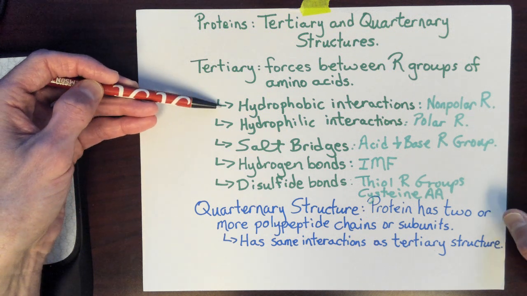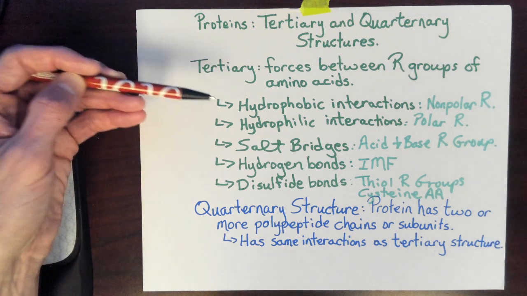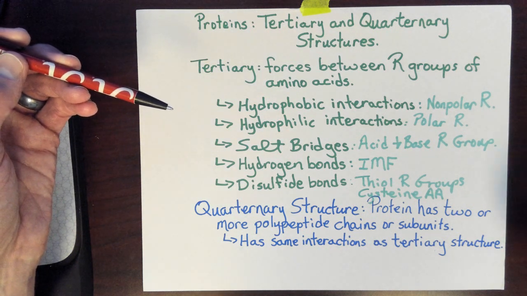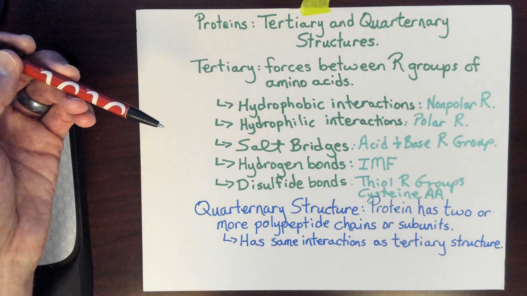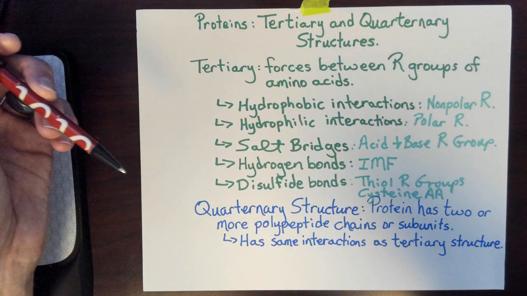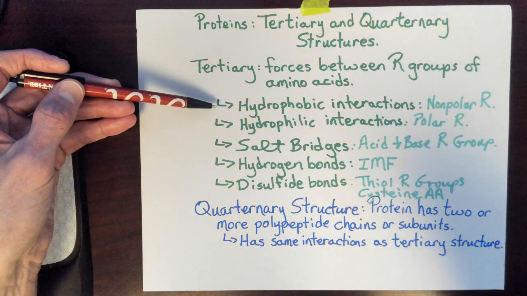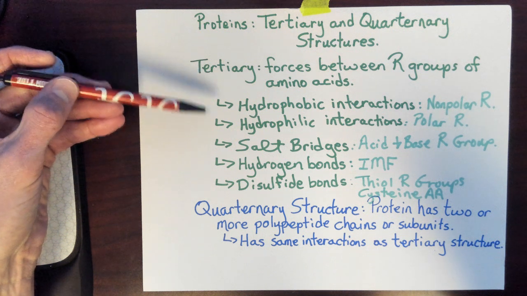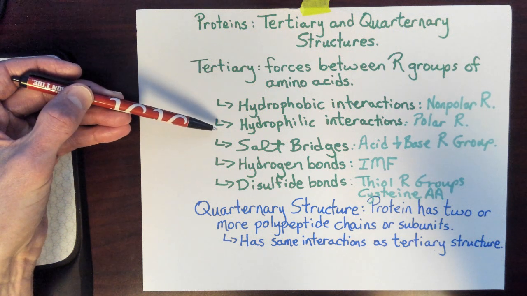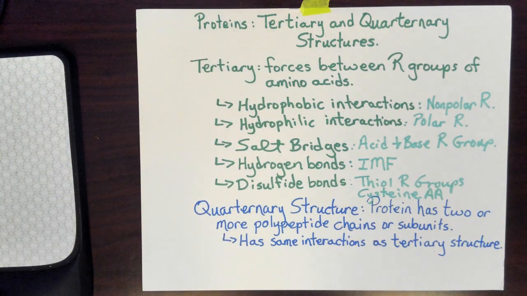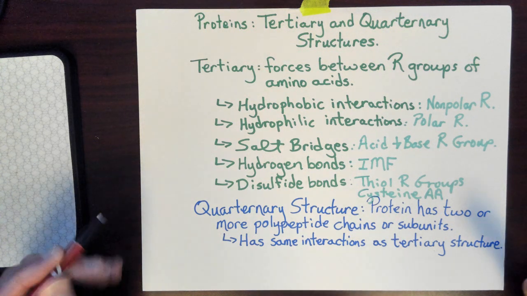So we've got the hydrophobic interactions. Remember, hydrophobic means water-fearing. So these are the amino acids that have non-polar R groups that are interacting, and those interactions can lead to this tertiary structure. Then we have hydrophilic interactions, which is the opposite of hydrophobic, so it's water-loving or attracted to water. So we're looking at the R groups that are polar.